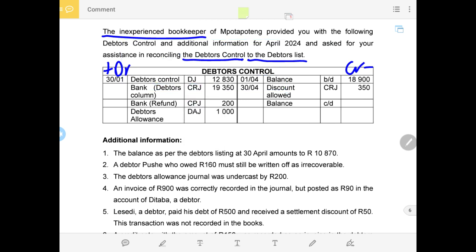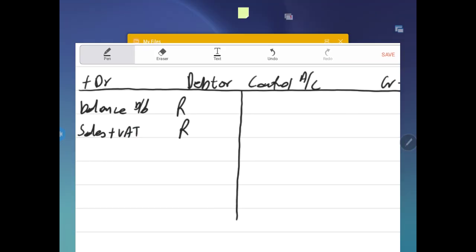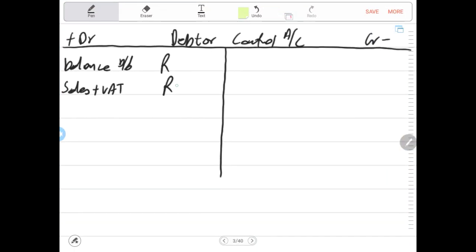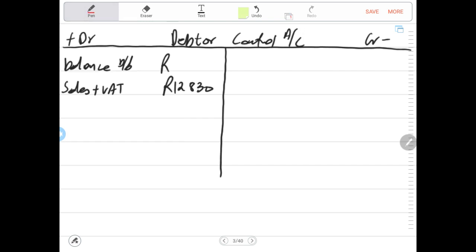So that is the first thing that we need to do. Remember, there's an expected opening balance in there. Let us skip it, we'll deal with it. Sales plus VAT. And the amount of the sales plus VAT is fine. It's 12,830. We can't question that one unless they stipulate something otherwise.